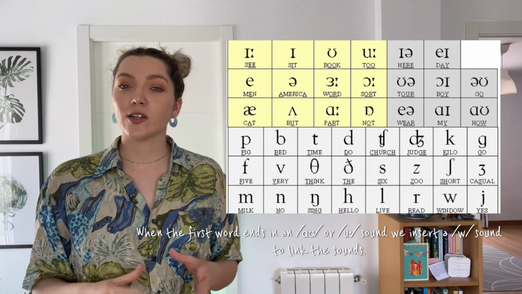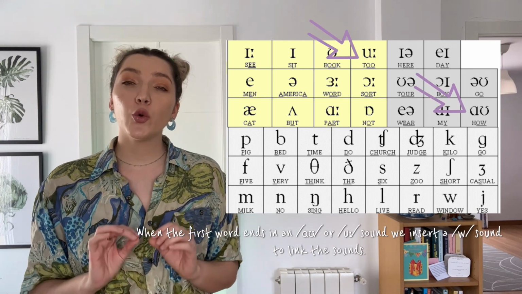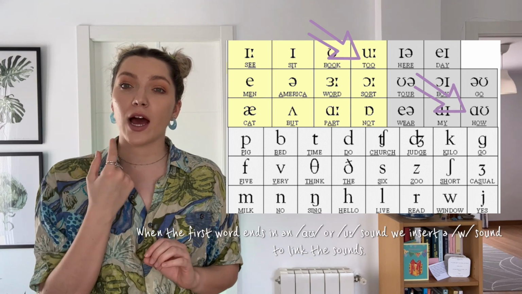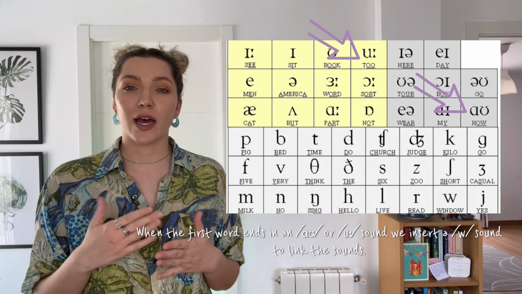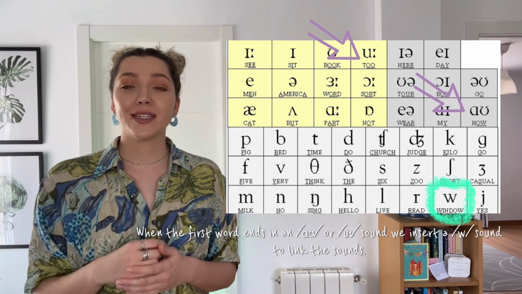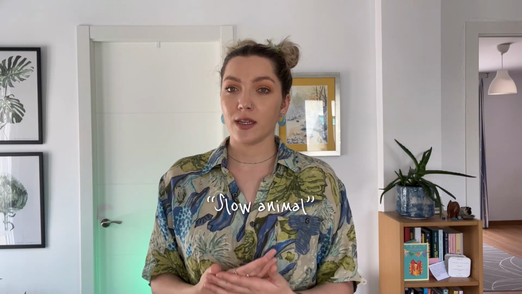In addition to this, there's another rule. When the first word ends in an ow or oo sound, when our lips are round, ow, oo, we insert a w sound, a w, to link the sounds. Let's look at the phrase slow animal. We add a w sound in the middle. Slow animal, slow animal. W, slow animal.